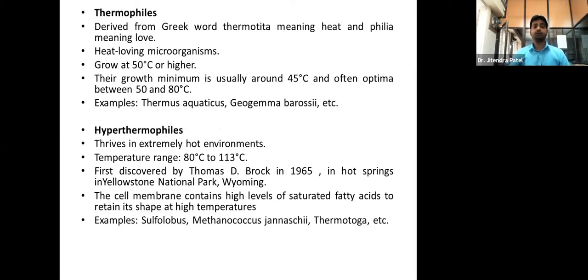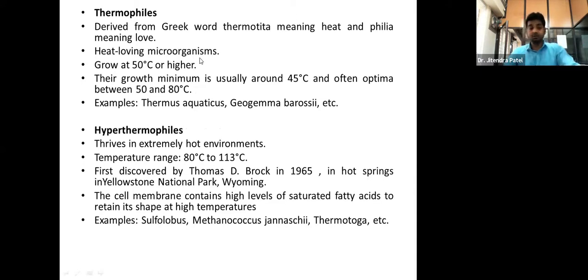Coming to the thermophiles, derived from Greek words, where thermo means heat, and philia means love. Those who love heat, right, or heat loving microbes, those are called thermophiles, right? That's what they are, heat loving microorganisms.